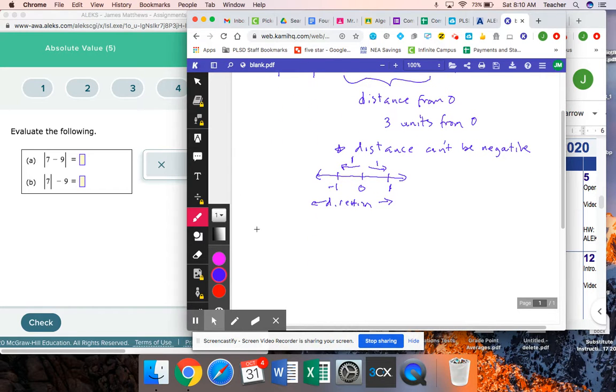So that's why you might hear people say that when you take the absolute value of -3, you get a +3. If you take the absolute value of just +3, you get a +3. People say it's always positive because when you take the absolute value of something, it's always going to be just distance, and distance is always positive.